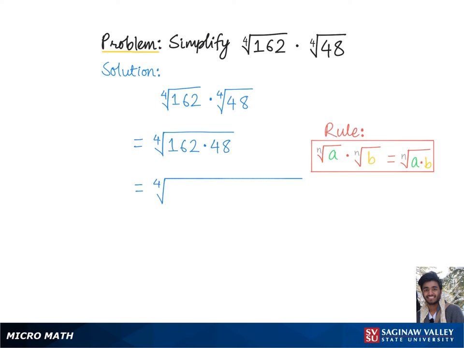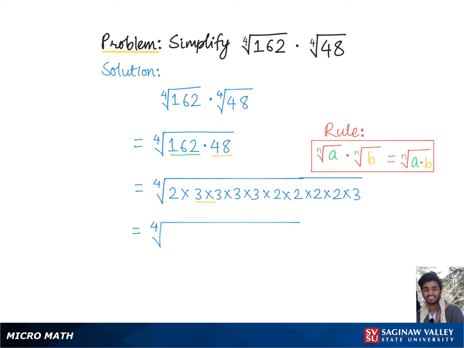So we have the 4th root of 162 can be written as 2 times 3 times 3 times 3 times 3. In a similar way, 48 can be written as 2 times 2 times 2 times 2 times 3. Now we have the 4th root of this: 4 threes can be written as 3 to the 4th, and then these 4 twos can be written as 2 to the 4th. Now we are left with 2 times 3.